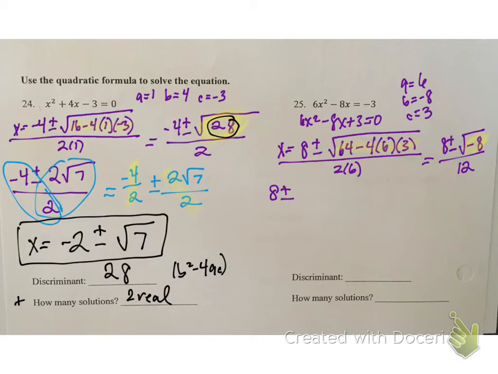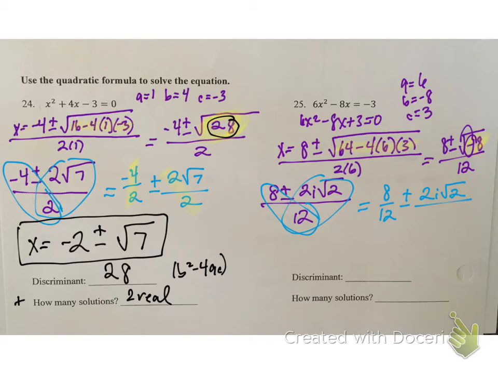If I were to simplify this, I can take out an i, so it becomes an i, and then also a 4. So 2i root 2 over 12. Then I will distribute my 12, my denominator, underneath both terms. So it becomes 8 over 12 plus or minus 2i root 2 over 12.